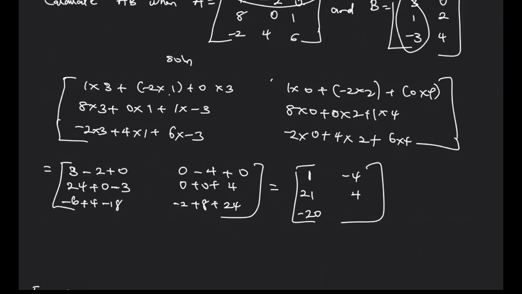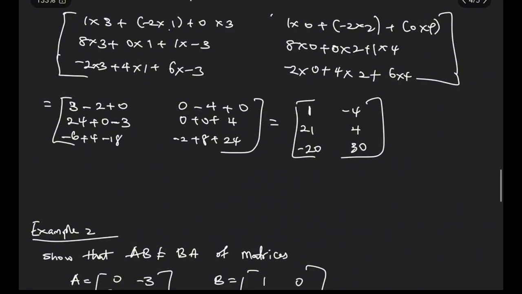Okay, it's going to give us 30, not 32, because 8 plus 24 is 32, and 32 minus 2 is 30. So that's our answer for that. So our answer is this, minus 14, and in this case you see that the row is 3 and the column is 2, so it became 3 by 2.